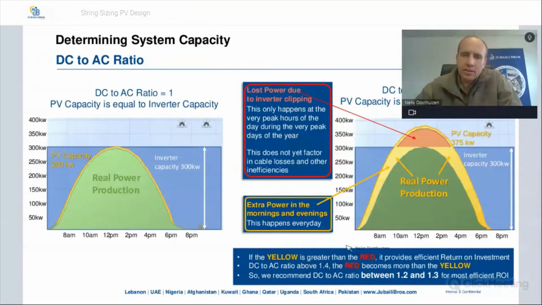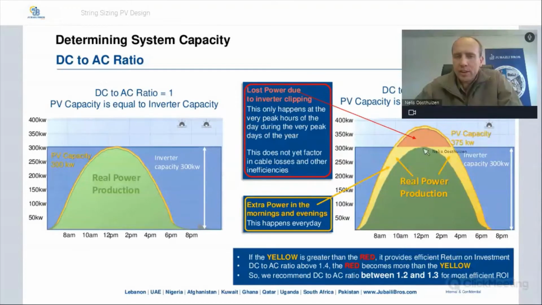And the yellow is actually now the new solar capacity factor with the excess PV, or the PV that's greater than the inverter capacity. The green section would be similar to the initial one where it was a DC to AC ratio of 1. Then with the DC to AC ratio of 1.25, we're looking at a solar capacity factor on the yellow segment now. You would see that on the yellow segment, you've got earlier production in the morning, and also later production in the afternoon.